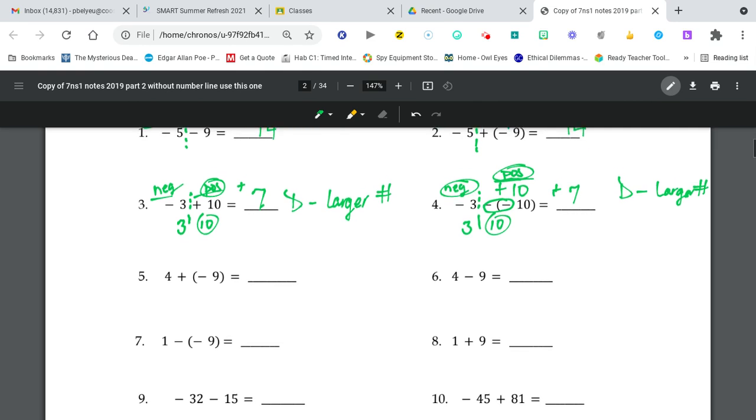All right, let's take a look at number 6. This is positive 4. Remember, if you don't see a sign sitting in front of it, we assume that it's positive. I'm going to look at this as negative 9. Those signs are different, so I'm going to subtract and keep the sign of the larger number. Okay, so subtract, 9 minus 4 is 5. So I have 4 and I have 9. 9 is larger than 4, but the sign of it is negative, so I keep the negative.